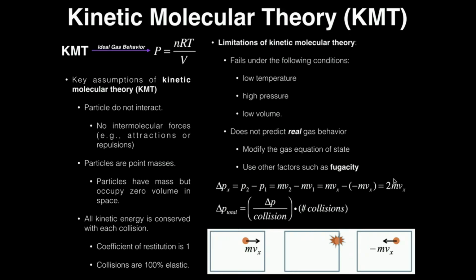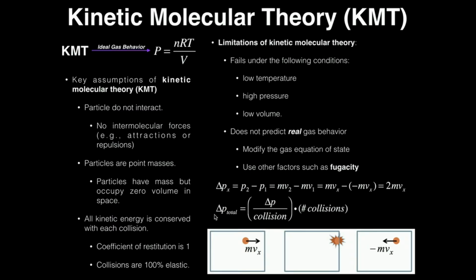The sign here really doesn't matter. I'm choosing to put the initial one first, so mvx minus a negative mvx, so that the overall result ends up being positive. Negative signs just make it a little more confusing. The point is the total change in momentum has a magnitude of 2 times the mass times the velocity in the x direction. This is the change in momentum per one particle. Okay, just this orange particle right here.